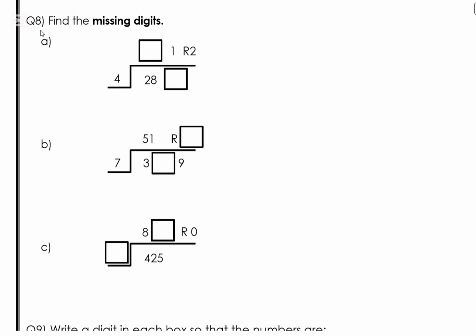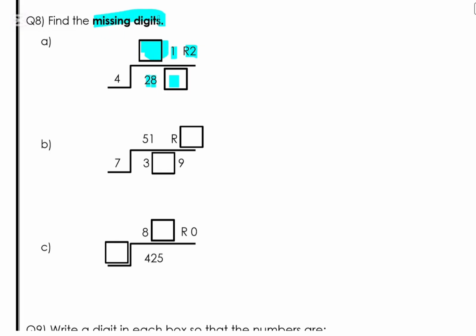Finally, the last question in this revision: find the missing digits. We want to apply the same steps of division to find the missing digits. Bismillah. First of all, we look at question A. We have 2, 8, and another digit divided by 4. So we have 280-something divided by 4. The quotient is something in the tens place and 1, and the remainder is 2. And something else in the box, you need to fill one digit.